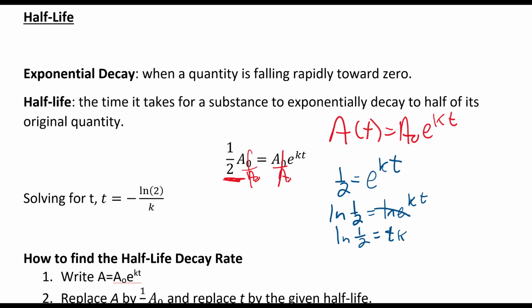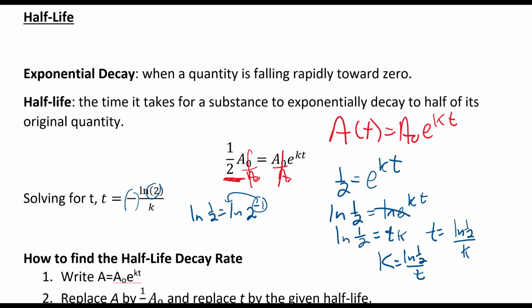So this actually is two calculations. t is natural log of 1/2 over k, and k is natural log of 1/2 over t. Now, I want to point out one thing. You see the negative here, and it's natural log of 2. Well, natural log of 1/2 is the natural log of 2 to the negative 1. We could bring that power out front, so it's equal to negative natural log of 2. And that's why this is negative, and that's a natural log of 2. So you can do that as well.